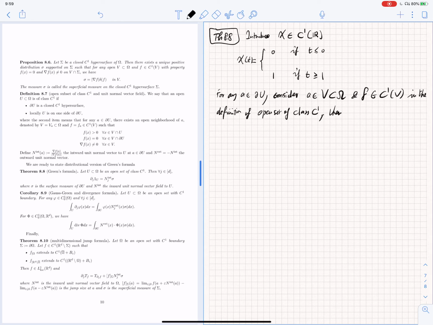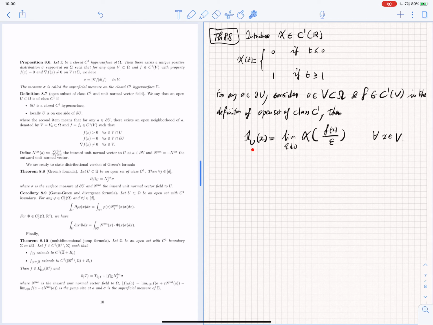Then the indicator of U will be the pointwise limit of this function, chi of f of x divided by epsilon, as epsilon goes to 0. Now this is true for all x in V. This is locally true. So there are only two cases. The left-hand side takes only the values 0 and 1.